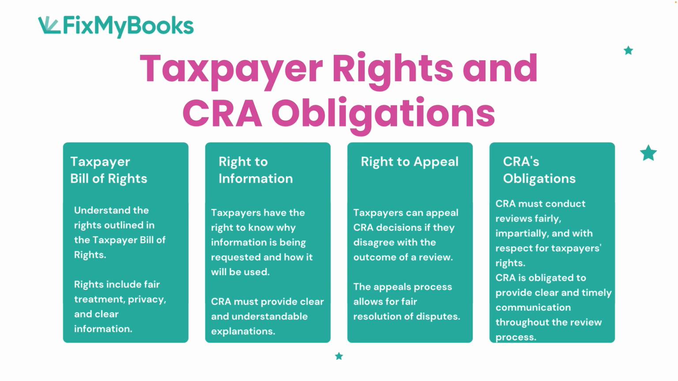So right to information is one of them. Taxpayers have the right to know why information is being requested and how it will be used. CRA must provide a clear and understandable explanation. So if you do get one of these letters, you can directly ask them, why do you want this information? What's it being used for, etc. They may refer you to the letter because the letter is generally quite clear. But if you're failing to understand that explanation, you can call them and ask them further.